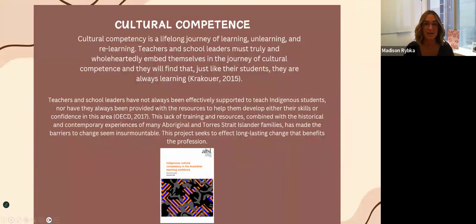So cultural competency, and I speak about this in my diversity unit. Cultural competency is a lifelong journey. We're never going to be at the end of it. We're always learning, unlearning, relearning new things. It evolves so much. So teachers and school leaders must truly and wholeheartedly embed themselves into the journey. It's forever going.